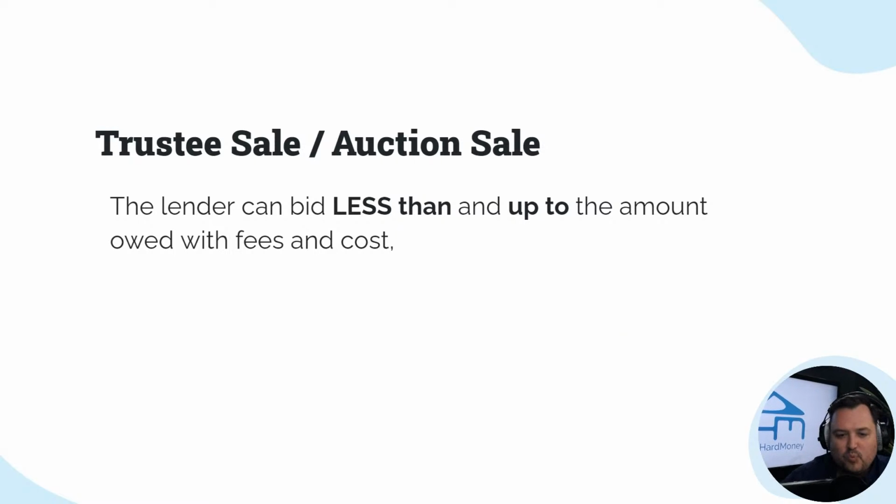Now, why would a lender want to start low? Well, the reason is they can go after the borrower for whatever the deficiency is. So the lower that bid is, the more they can go after the borrower for in the deficiency in most cases. They also may want to start low so they can get people attracted to the auction.